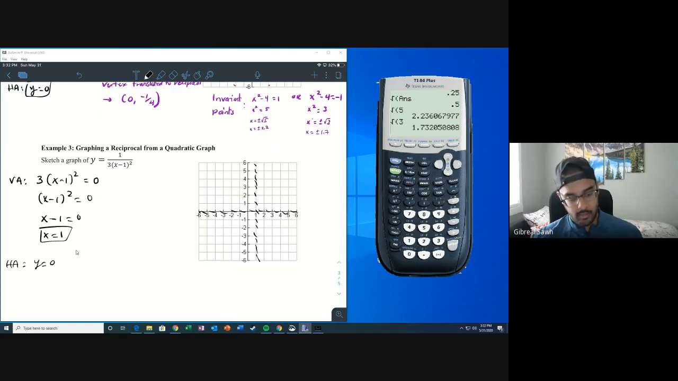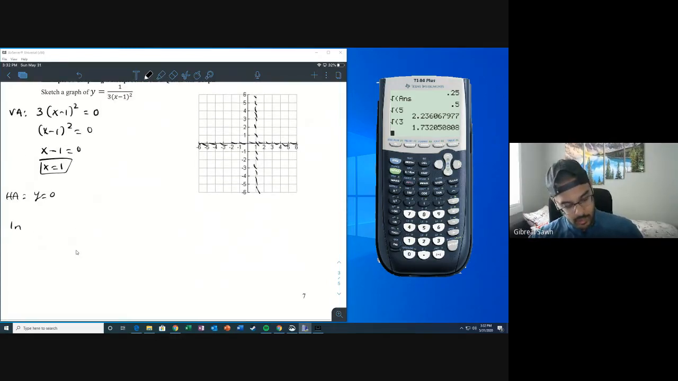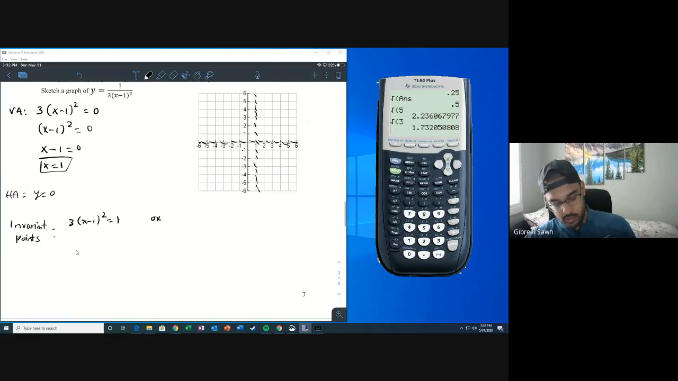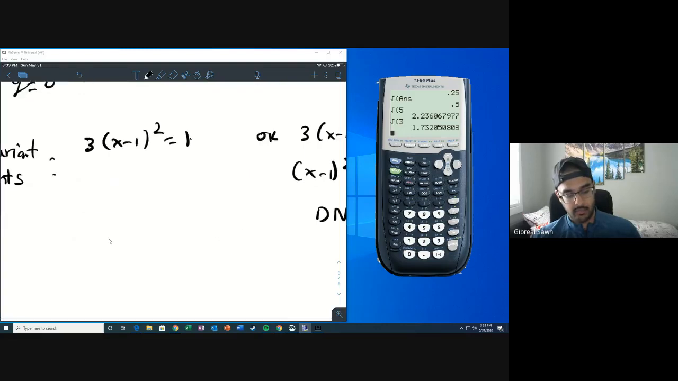Now we can go find some invariant points. So just like before, points. So that means that 3x minus 1 squared equals 1, or could be equal to negative 1. Okay, let's do the negative 1 case first this time. So if I divide by 3 on both sides, I'm going to get negative 1/3. Squared equals negative 1/3. Square root both sides, and you can't. So this side doesn't exist. So I know my invariant points have to come from the positive case. So x minus 1 squared equals 1/3.